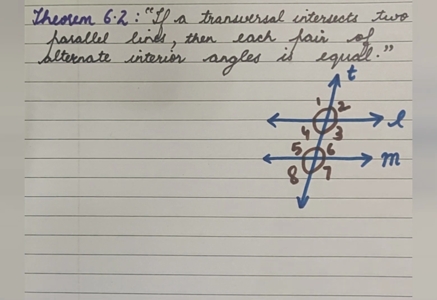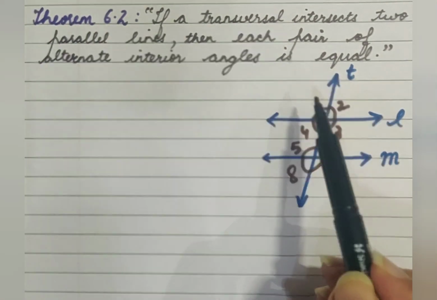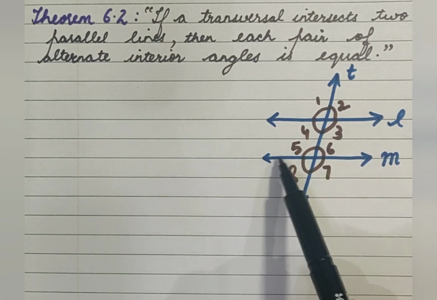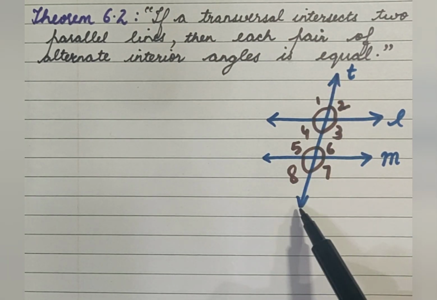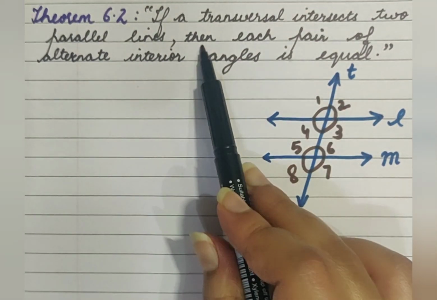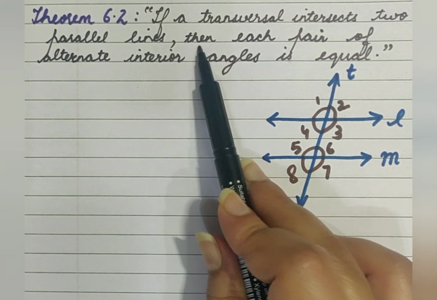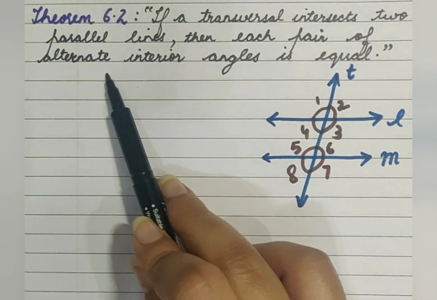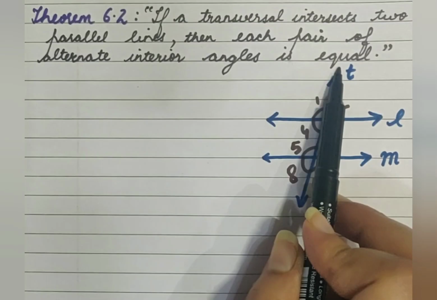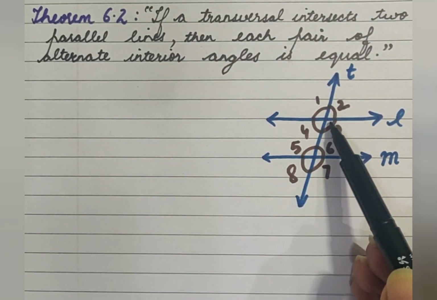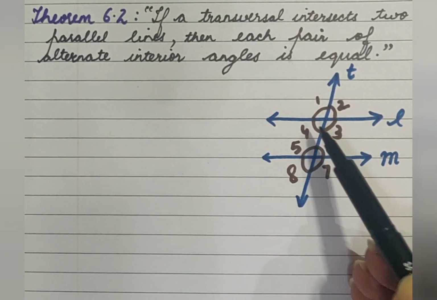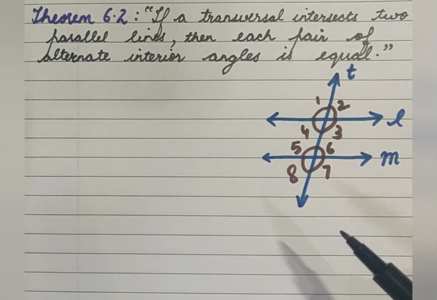Now, you have been given that the lines are parallel and they are being intersected by a transversal. Then what you have to prove? You have to prove that each pair of alternate interior angles is equal. You have to prove that angle 3 is equal to angle 5 and angle 4 is equal to angle 6.